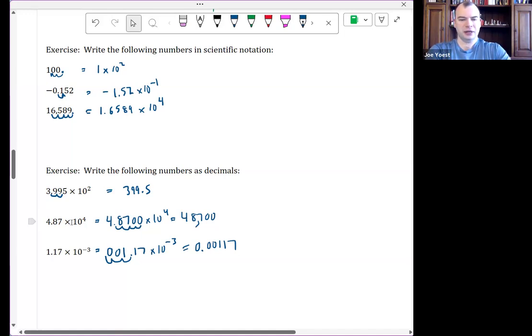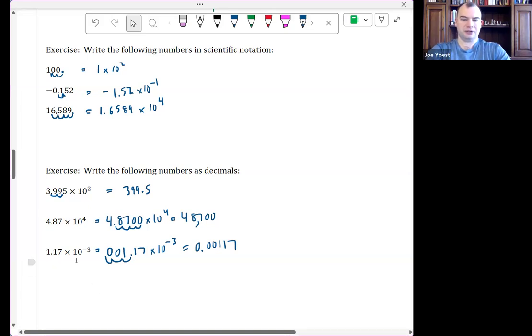4.87 times 10 to the fourth. If I start moving my decimal point, I see I can move it 2 places, but not 4. I need to append a couple of zeros. So I can rewrite that as 4.8700. I can add more zeros to the right side after the decimal point. And now I have enough spots that I can move my decimal point 4 places to the right, making 48700. And then I'll stick commas in there to separate the groups, so 48,700.